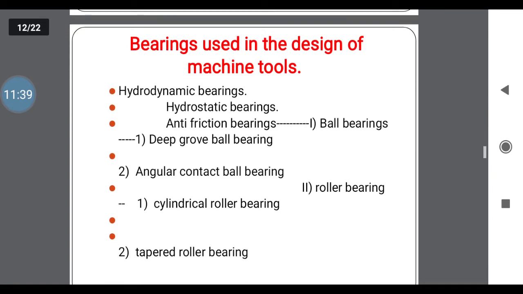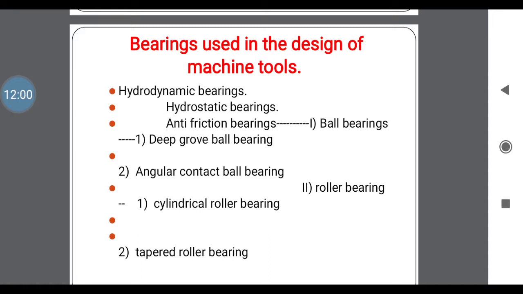Next is bearings. Why do you use bearings in machines? For support, to reduce the vibration, to increase the life and to reduce the wear and tear. Same as in traditional machines, in CNC also you are using some bearings. Then what are the bearings used in CNC machines?